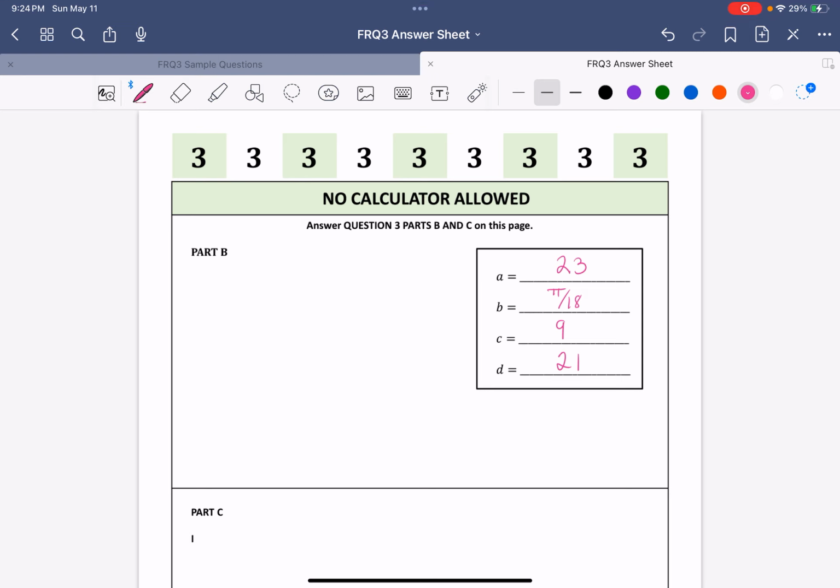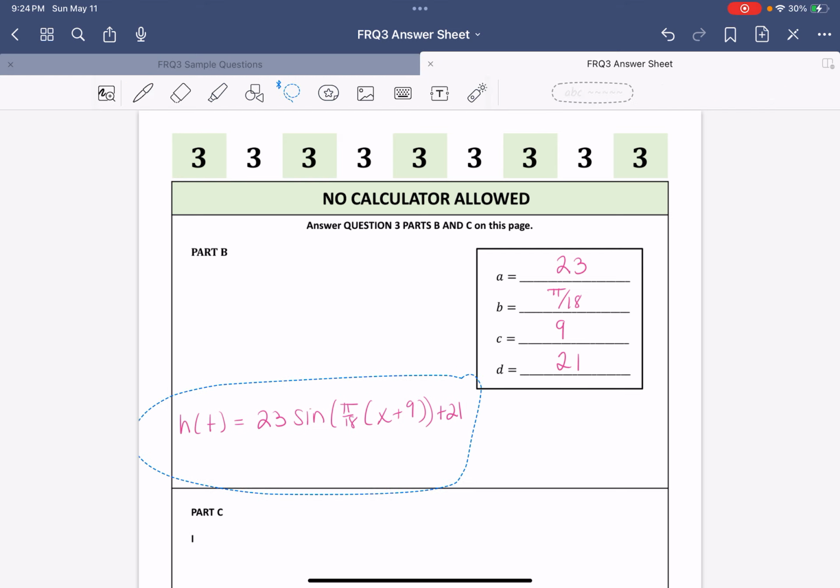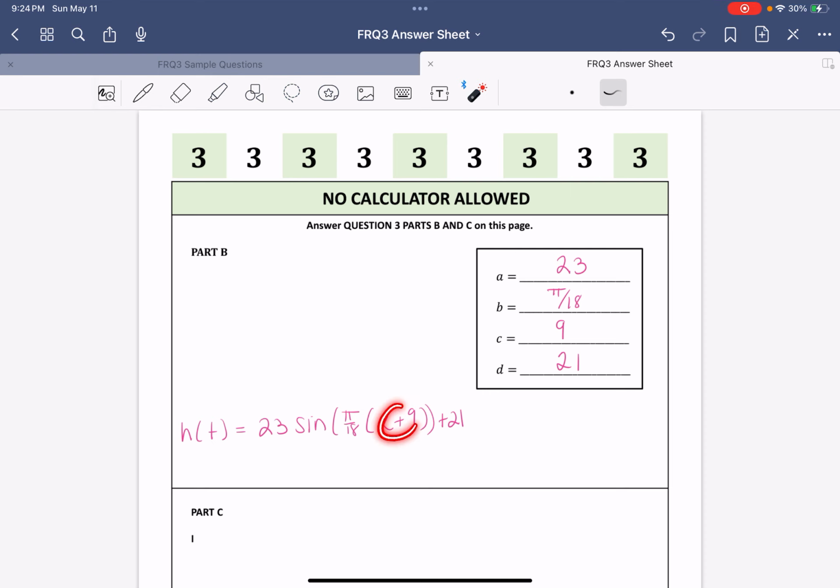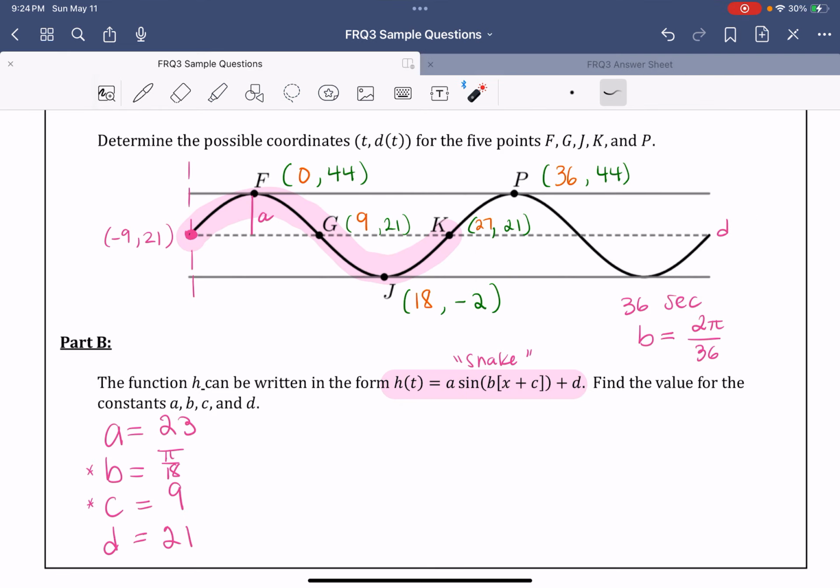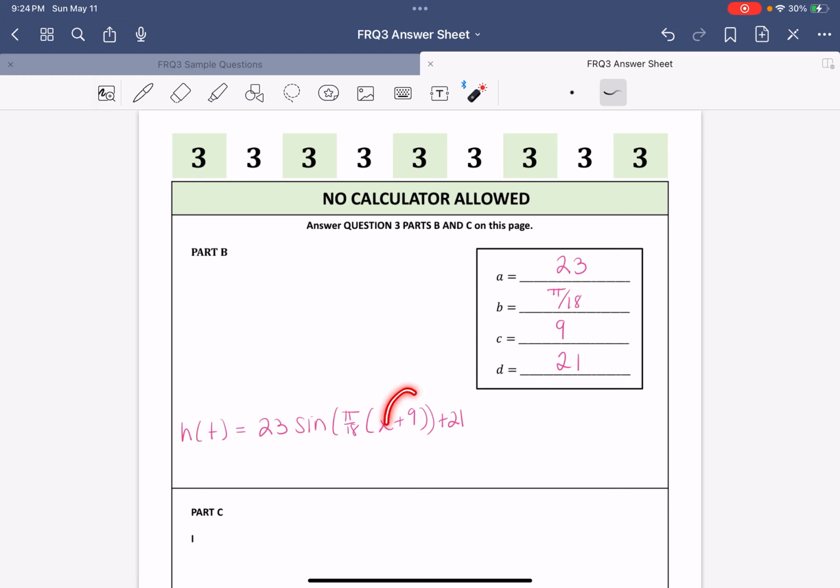But it also leaves you a whole bunch of other space. So what I would personally do is write it as an equation. So this was h of t. That means that this would be 23 sine pi over 18, another set of parentheses, x plus 9, and then plus 21. So this almost caught me up. Remember, in my picture, I moved over to the left, so that needed to be a plus sign. So be very, very careful with that.